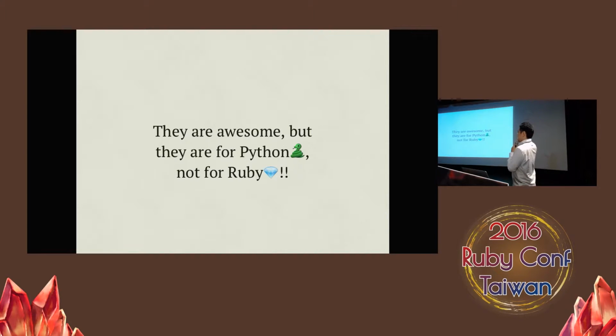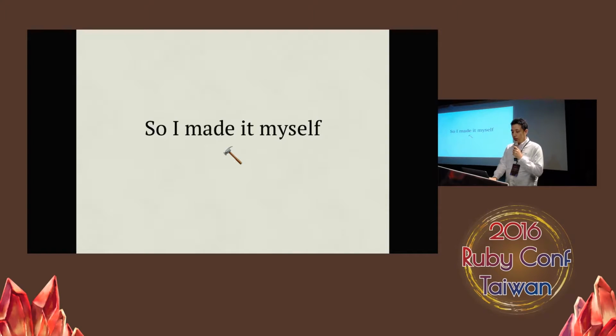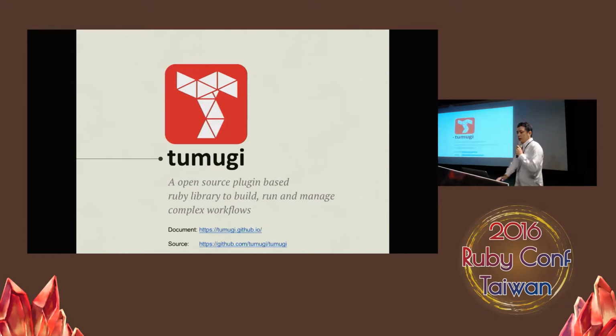If we can write the data pipeline in Ruby, we can use our application code, especially ActiveRecord models. So it's useful for Ruby companies to enable data pipelines in Ruby. So I made it and named the gem Tsumugi. Tsumugi is an open source plugin-based Ruby library to build, run, and manage complex workflows.